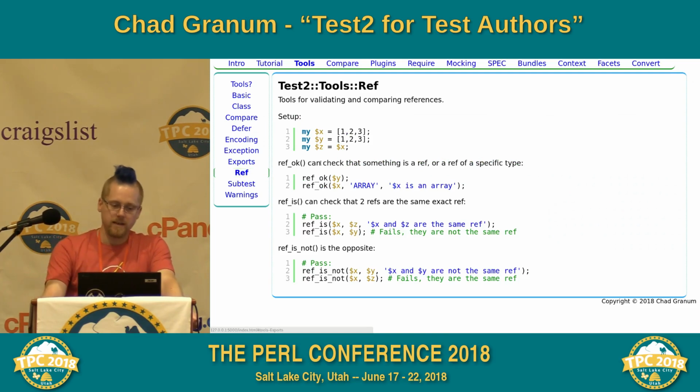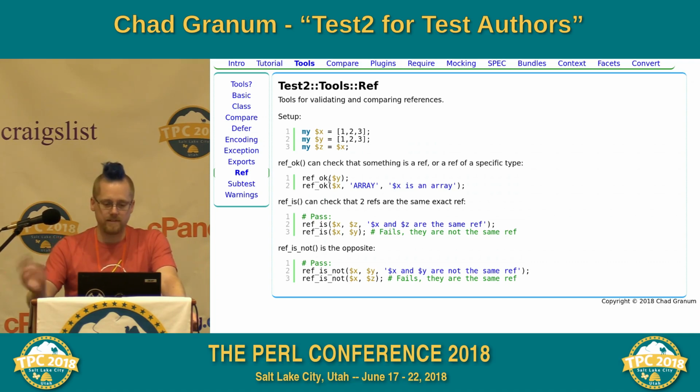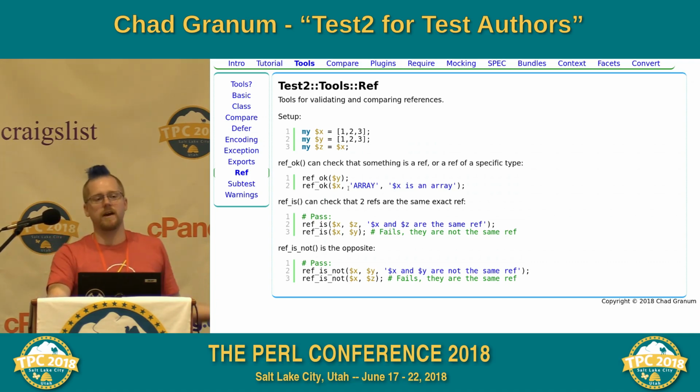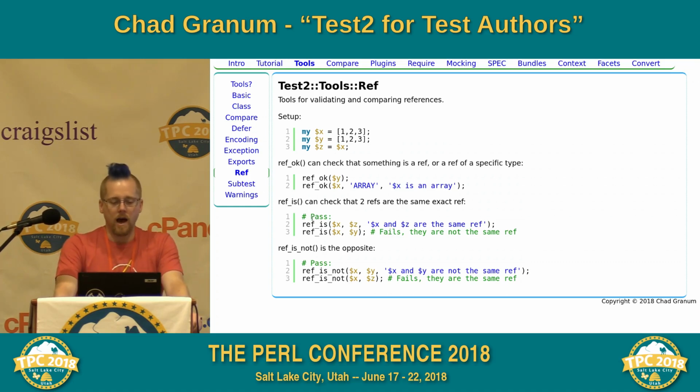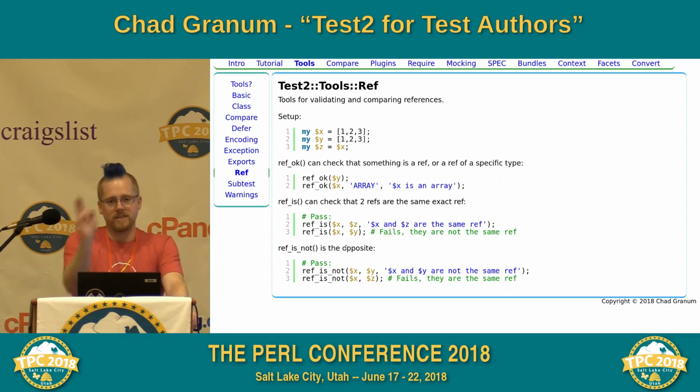Checking references. There's a few new tools. There's ref_OK, which verifies something is a reference. You can also pass it a second and third argument to say, hey, make sure this is a ref and that it's an array ref. You can also do ref_is to check that two refs are pointing at the same thing. Then ref_is_not is the opposite. Make sure these are not the same ref. That's important because of the changes to is, where you can't just give it the same ref twice because it'll do a deep comparison instead of a check that they're the same memory address.